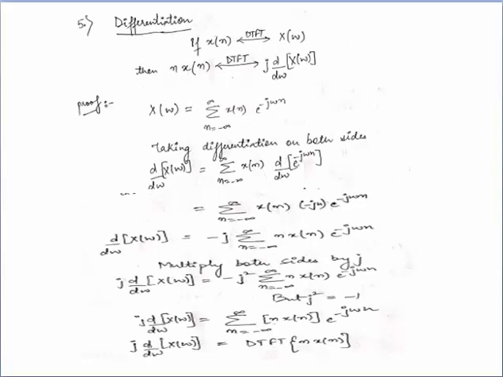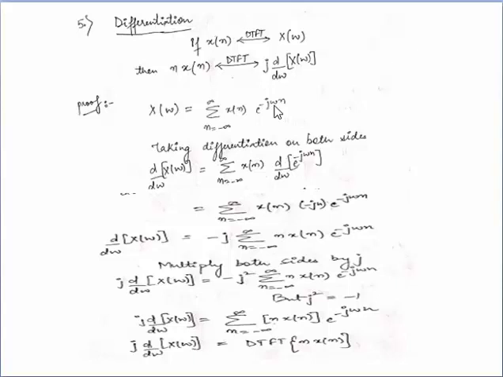Another property of DTFT is differentiation. Differentiation with respect to omega. Again, if x of n DTFT is X of omega, then according to differentiation property, n x of n DTFT is equal to j d by d omega of X of omega. First we have to write down the formula of X of omega to prove it.